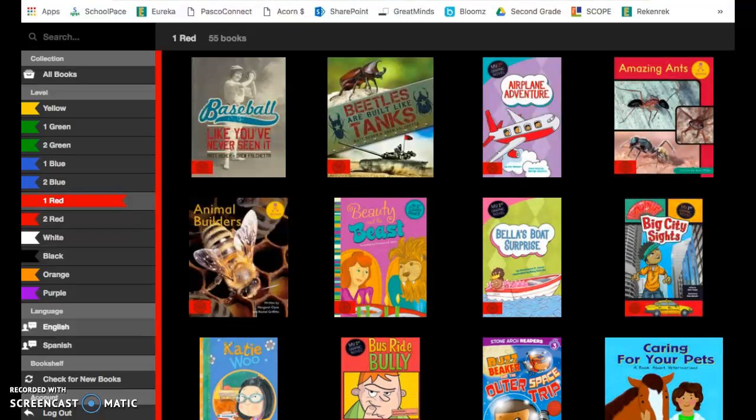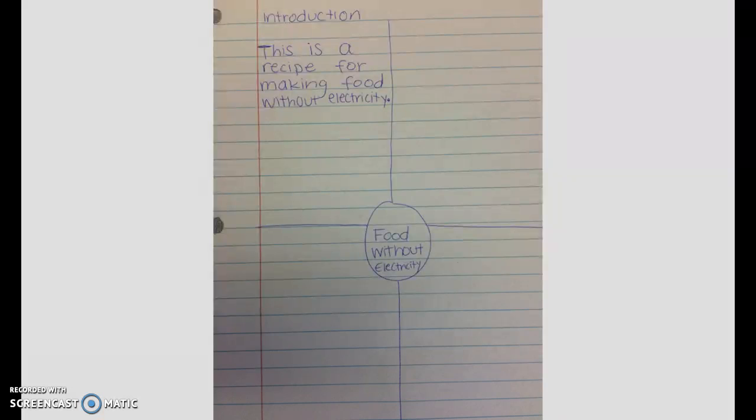Now let's look at what your introduction should look like on your activity list. On your activity list, you're going to be doing an introduction on a foursquare. Your writing is going to be about making food without electricity. In my introduction, I put, this is a recipe for making food without electricity. This is my introduction because it tells me the topic, food without electricity, and it gets the reader's attention because I tell them that I'm going to be writing a recipe for it.